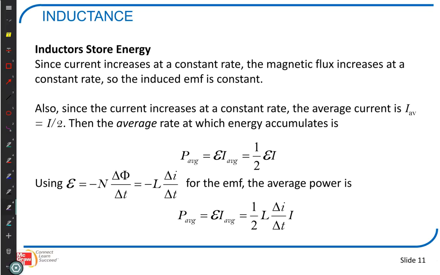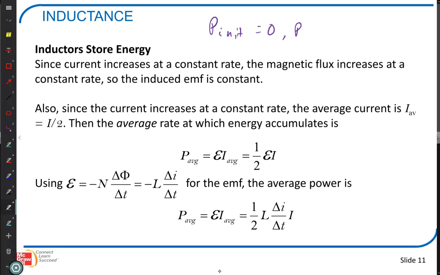The initial power is 0 because you start with 0 current and a voltage of 0. Your final power is... oh, excuse me, that's not the final. The final is EI. So P initial equals 0, and P final is equal to EI.